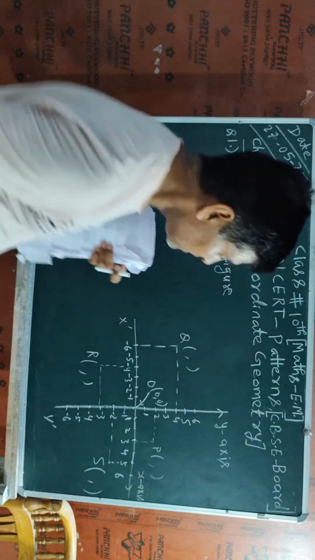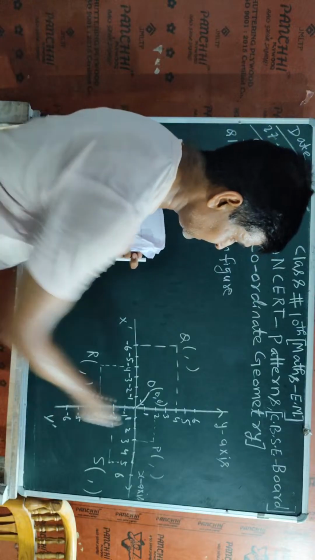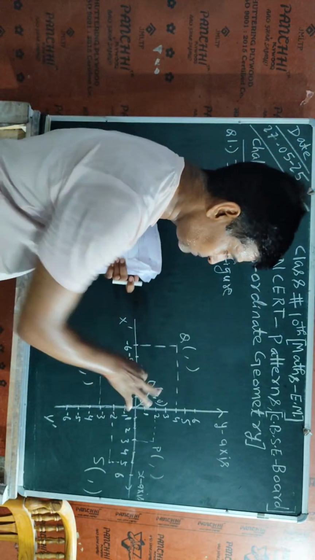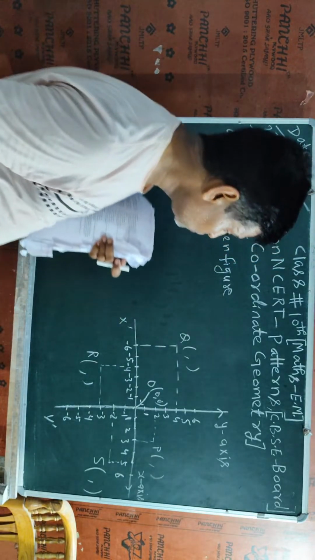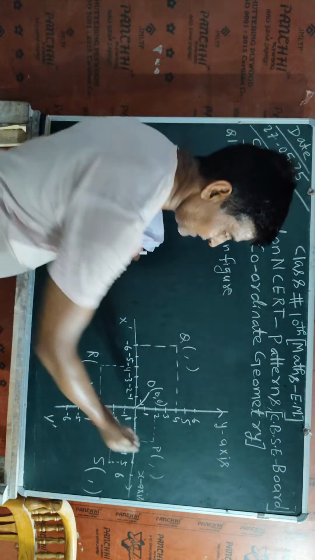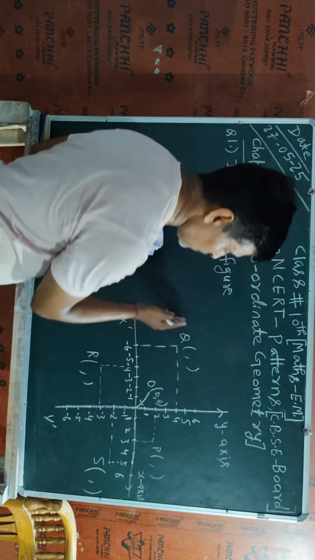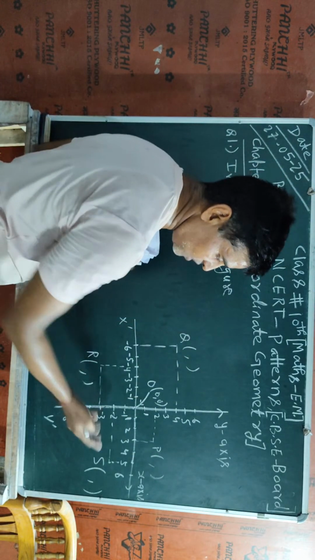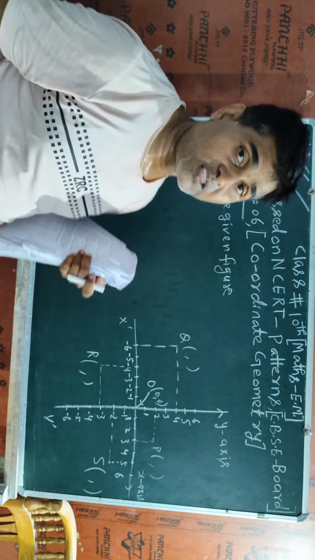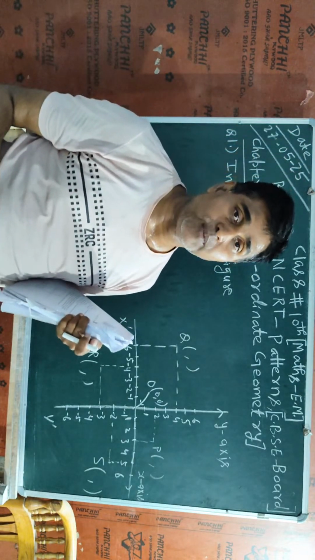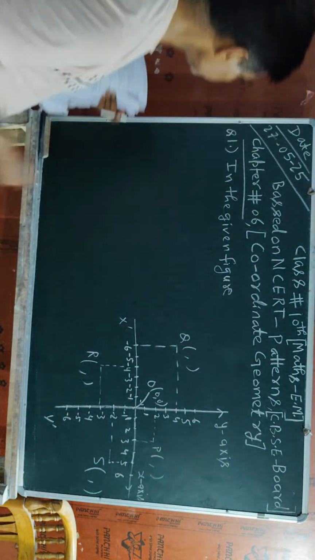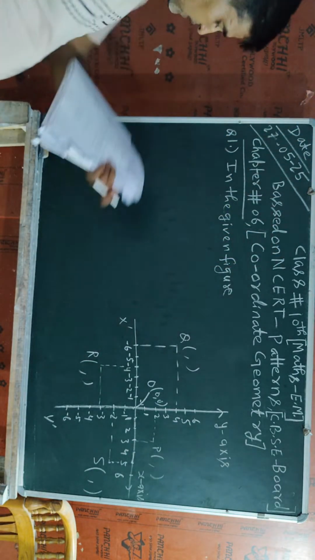From the given information we have to write the coordinates of point P, and also of points Q, R and S, and other information also available in the question. Those I am going to write here. So this is question number 1.